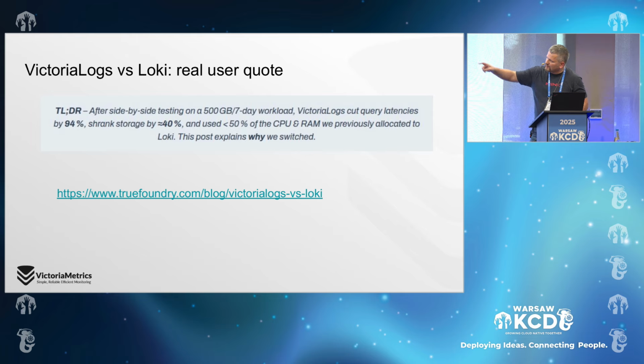100 minus 24, you get 6 seconds. So the actual reduction of response times is around 20 times. And VictoriaLogs allowed saving storage costs by 40% and allowed reducing memory and CPU usage by half. You can read this real story from this user.